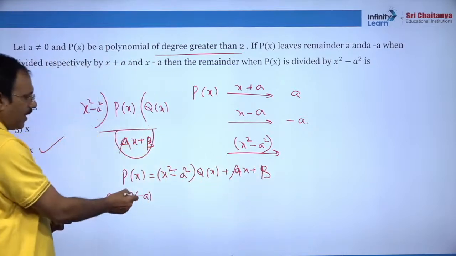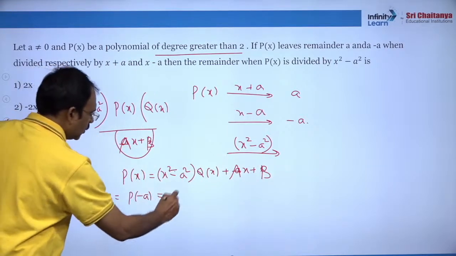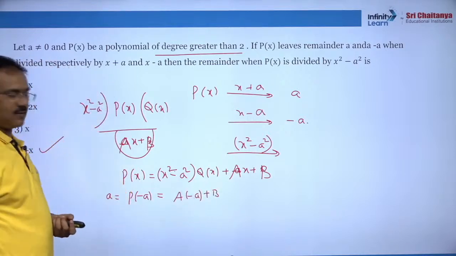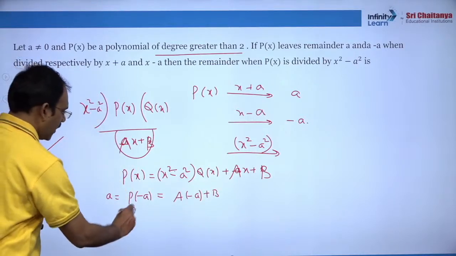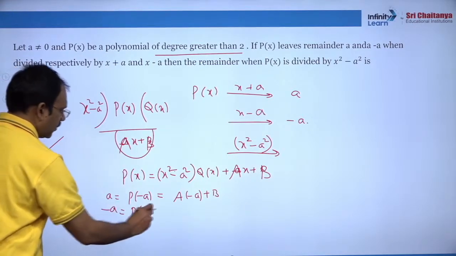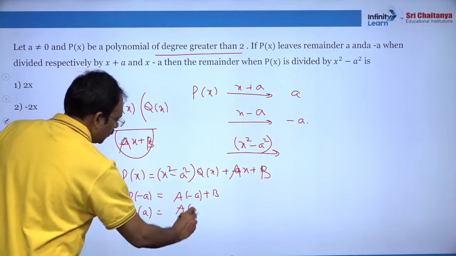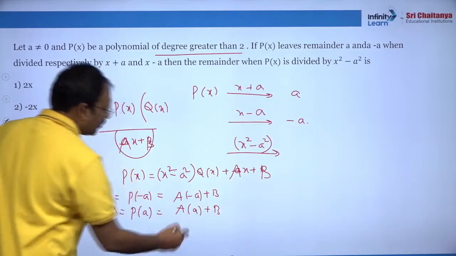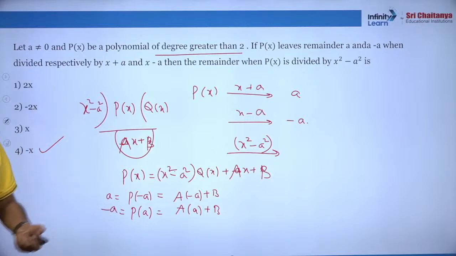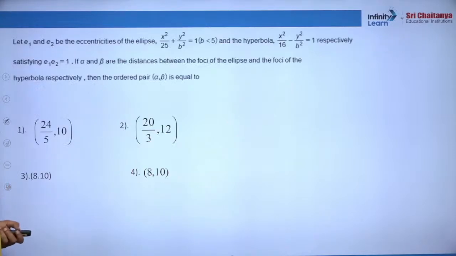If you put minus a, this becomes 0, and you will get A into minus a plus B, right. Similarly, if you put a here, you will get minus a according to the problem, which is A into a plus B. You solve these two equations, my dear friends, you will get capital A is minus 1, B is 0. So, minus x is going to be the answer, my dear friends. That is all.